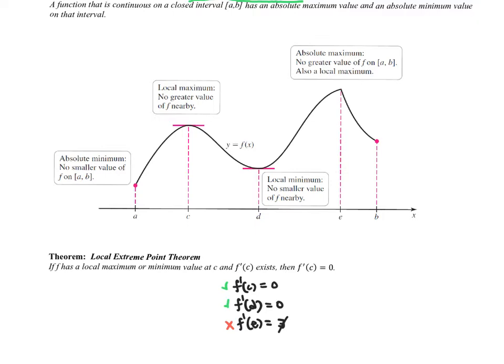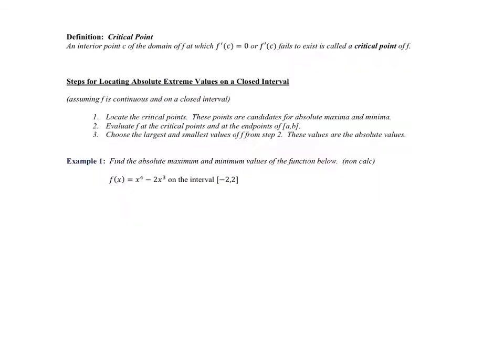All right, let's continue with a few examples finding absolute minima and maximum values. In order to find absolute extreme values on a closed interval, the first thing we got to know is how to use what's called a critical point. An interior point c of the domain of f at which f prime at c equals 0 or fails to exist is called a critical point.